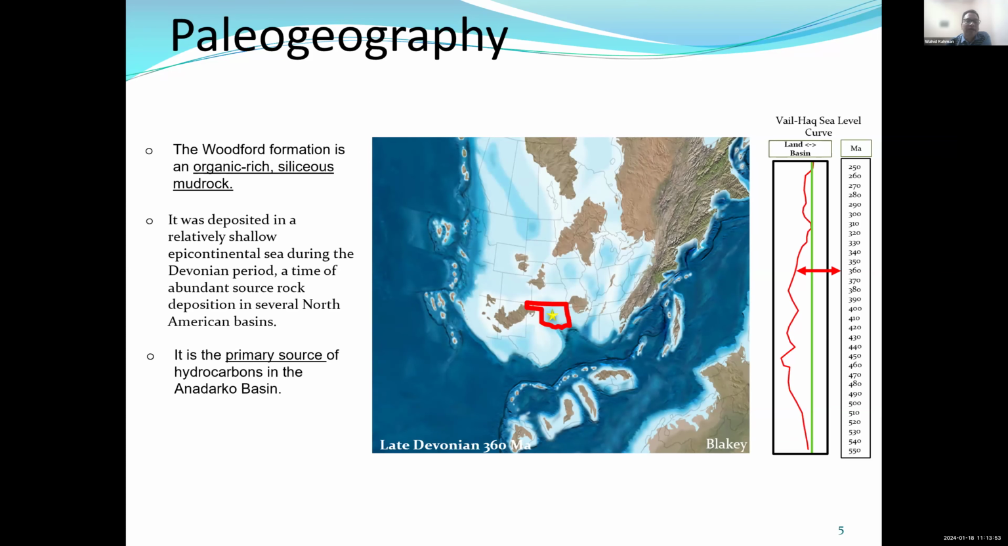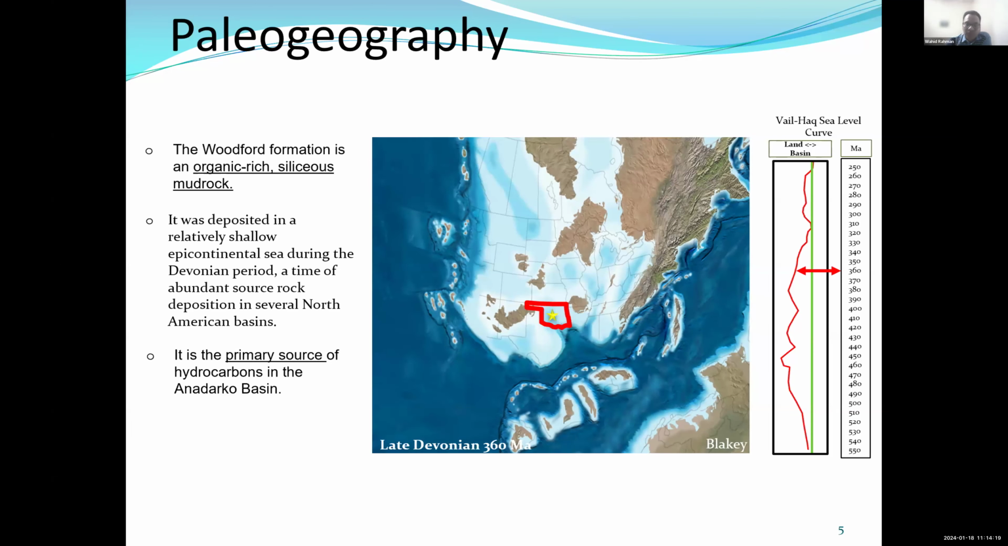So far, we have done work on many parts of the Anadarko Basin, including Kansas and the northeast part of the Texas Panhandle. We see most of the hydrocarbons are sourced from Woodford Shale in different layers. Even our late Mississippian and Pennsylvanian rocks are holding hydrocarbon which is actually sourced from Woodford Shale.